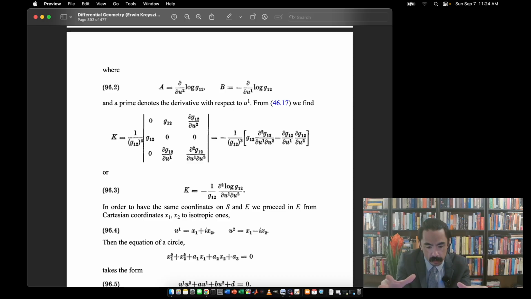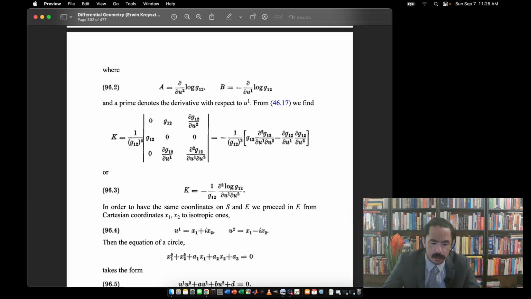Okay, but from this, in section 96, we find our Gaussian curvature capital K is equal to 1 over g sub 12 to the fourth, and then times a 3 by 3 determinant, which I'm going to read column-wise. So we have 0, then g sub 12, then 0. Then in the second column, g sub 12, then 0, then partial g sub 12, partial u1. And then in the third column, we have partial g sub 12, partial u2, then 0, then partial squared g sub 12, partial u1, partial u2. And that is the end of the determinant.